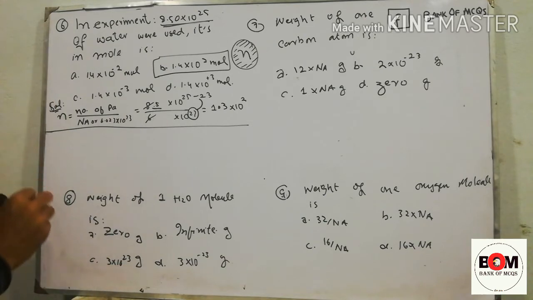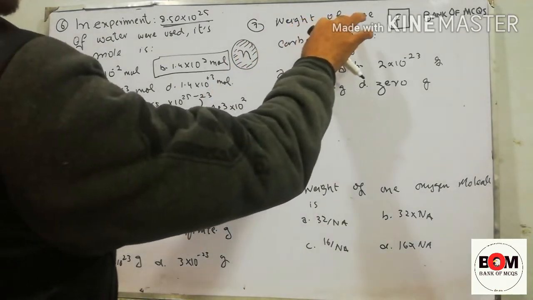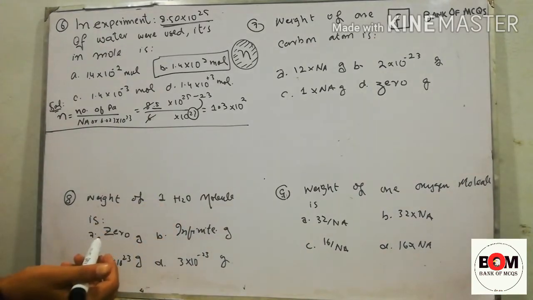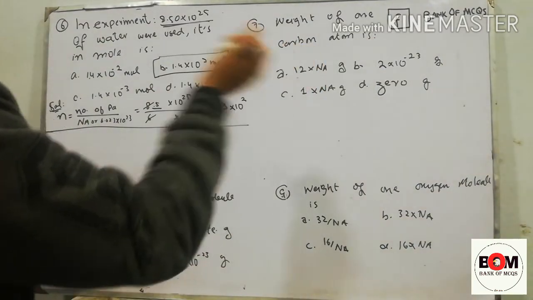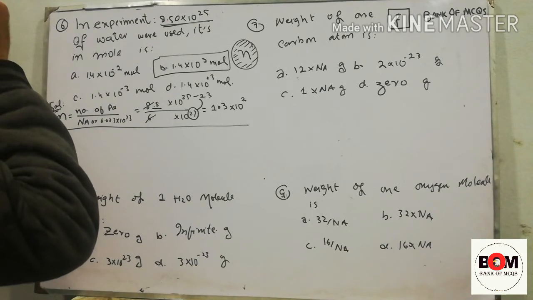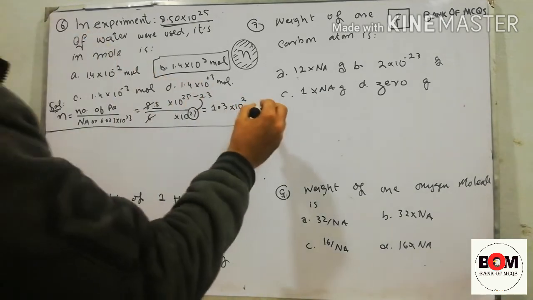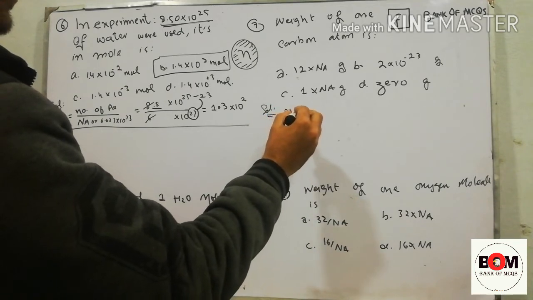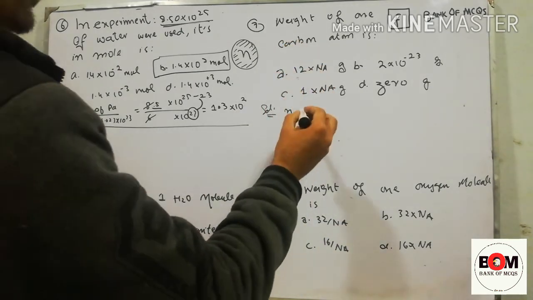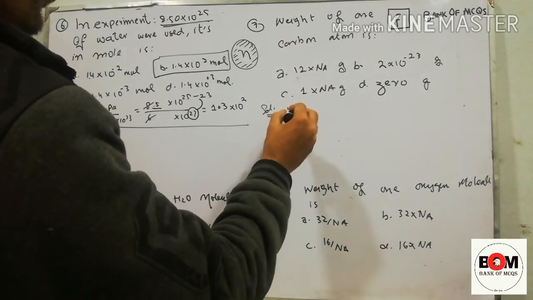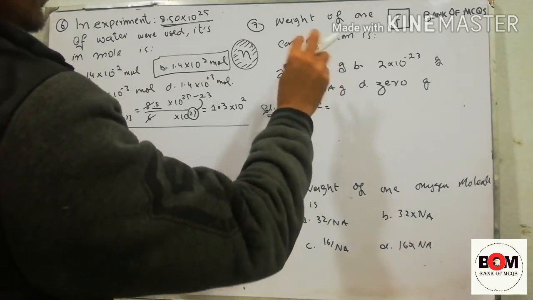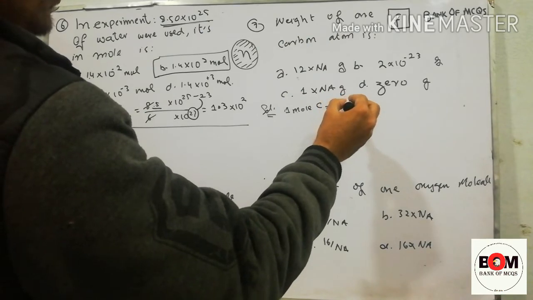Now the next MCQ is: the weight of one carbon atom is. We know that an atom is present in the world, so what will be its weight? For the solution, we know that 1 mole of carbon is equal to the mass of carbon atoms, so it is 12 gram.